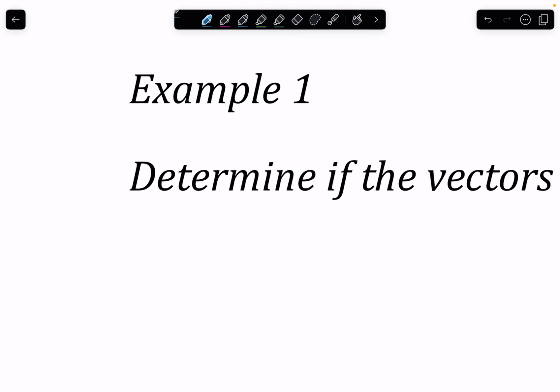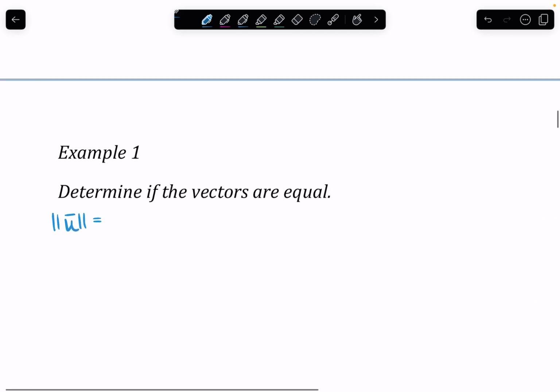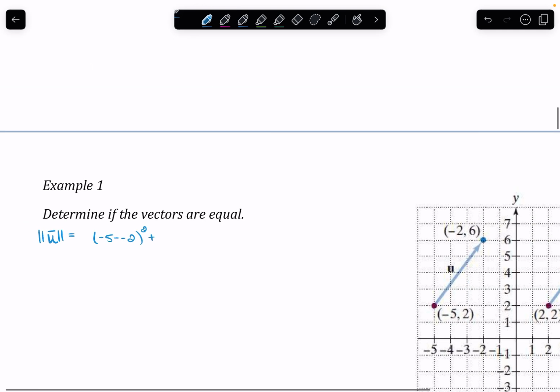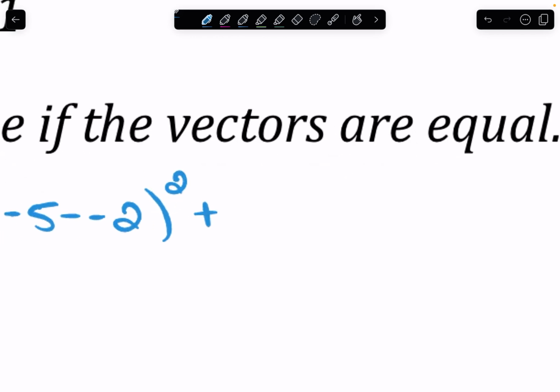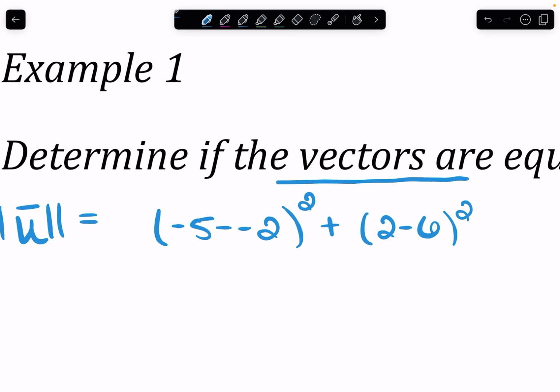All right, so u, magnitude first. Magnitude is the distance formula, think Pythagorean theorem-ish. Difference in the x values, quantity squared, plus difference in the y values, quantity squared, all square rooted. So x's are -5, -2. So -5 minus -2, quantity squared, plus difference in the y's. Make sure you pair them up correctly. 2 minus 6, quantity squared, all under a square root.